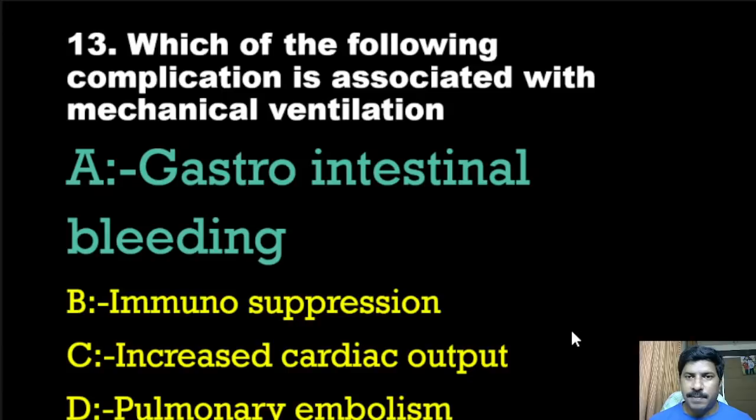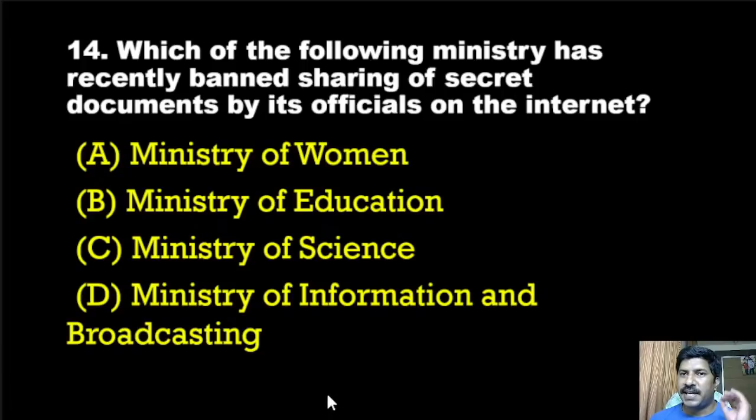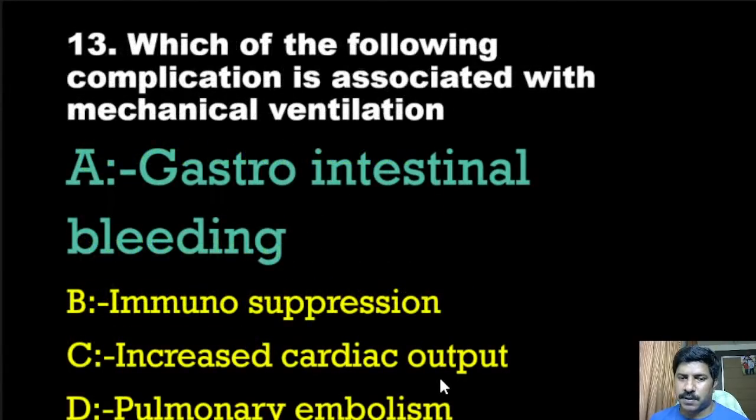So there will be another question also: why is a proton pump inhibitor like pantoprazole administered for patients on mechanical ventilation? The correct answer is to prevent gastrointestinal bleeding. Immunosuppression is not usually caused by mechanical ventilation. In that case, there will be decreased cardiac output instead of increased cardiac output. Pulmonary embolism is also not associated with mechanical ventilation.